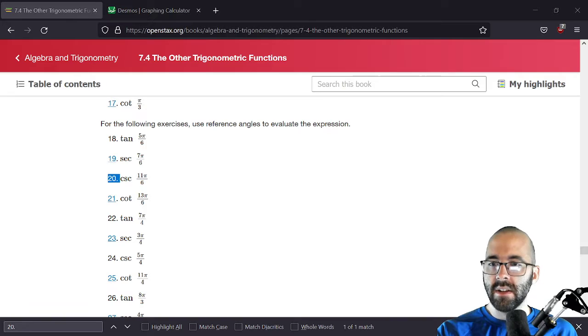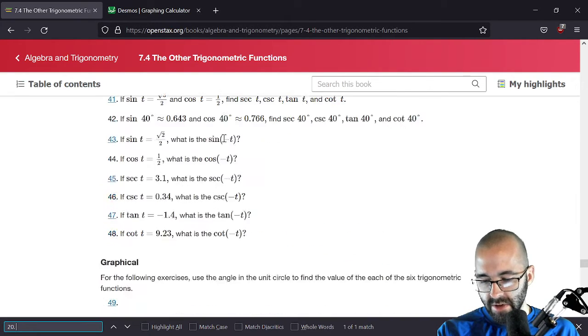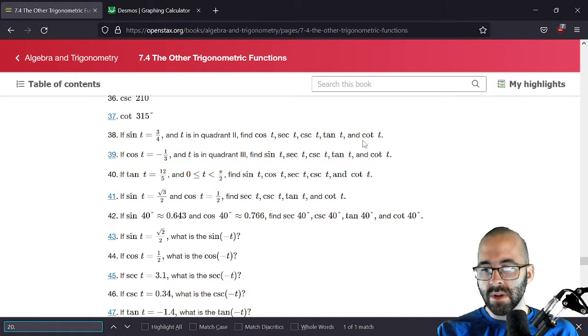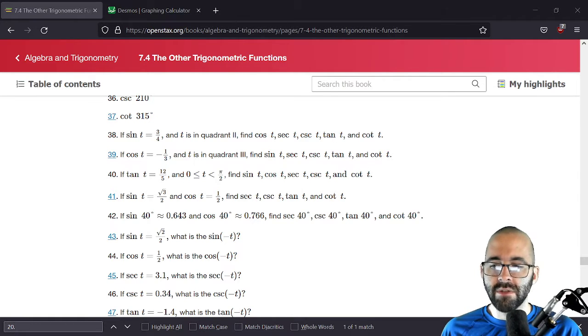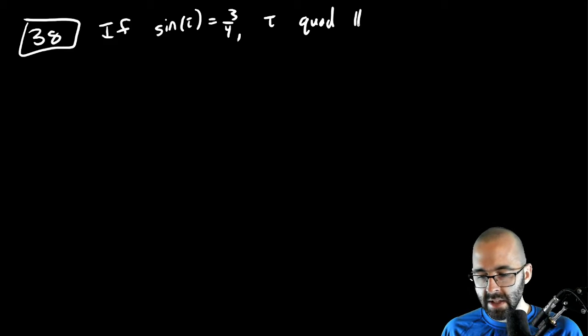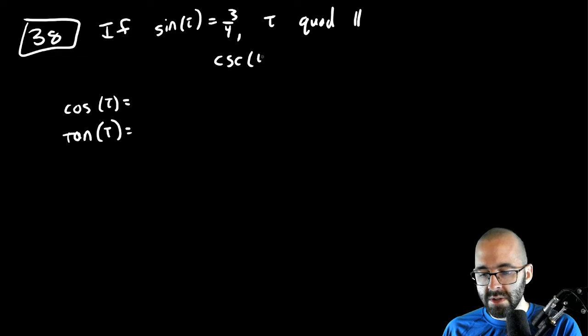Let's look at 38. So 38 says, if sine of t is 3/4, and t is in quadrant 2, find the other 5 trig functions. Okay? So we need the cosine of t, tangent of t, cosecant of t, secant of t, and the cotangent of t.